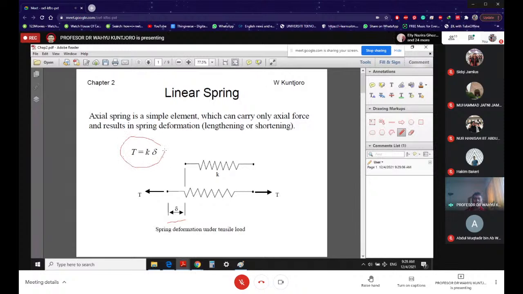This equation relates the force that you apply at the spring, let's say we call it T, okay? And if you know the spring stiffness K, then we can find the displacement or the extension by using this equation.